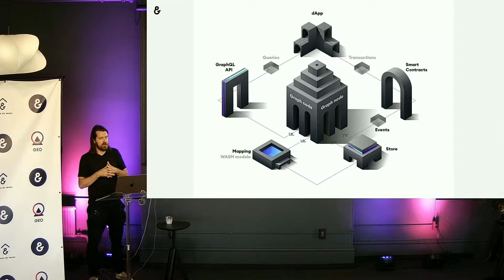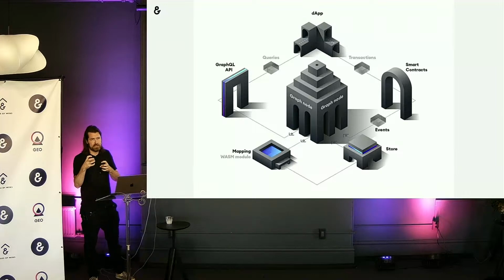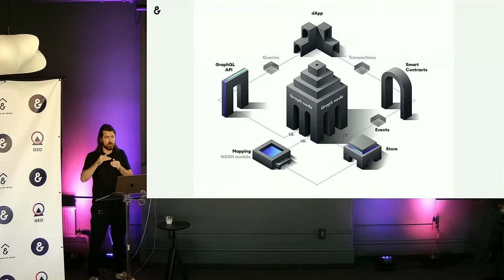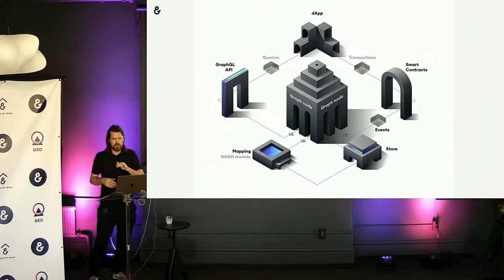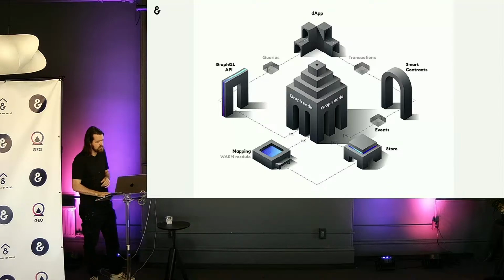And then Graph Node itself provides a GraphQL API for the data. So the data literally is living in Postgres, but there's a lot of other fancy stuff that goes on under the hood in Graph Node to expose that data and make it easily queryable for your front end. So instead of having to do reads from the blockchain through ETH calls and stuff like that, you can just query the API.